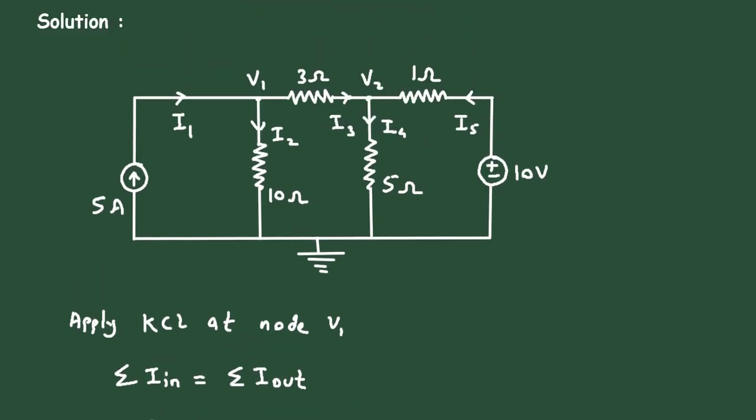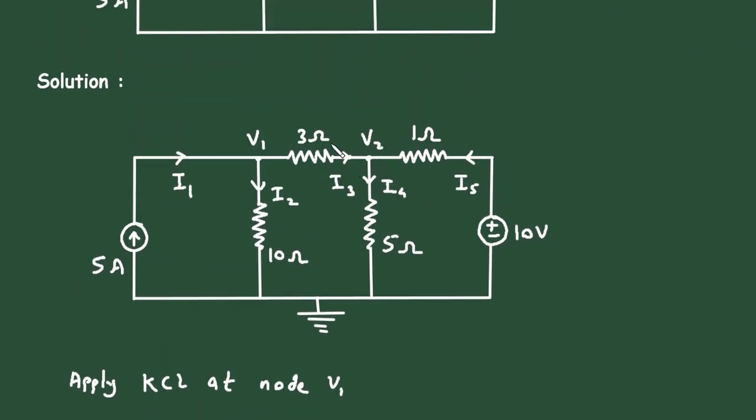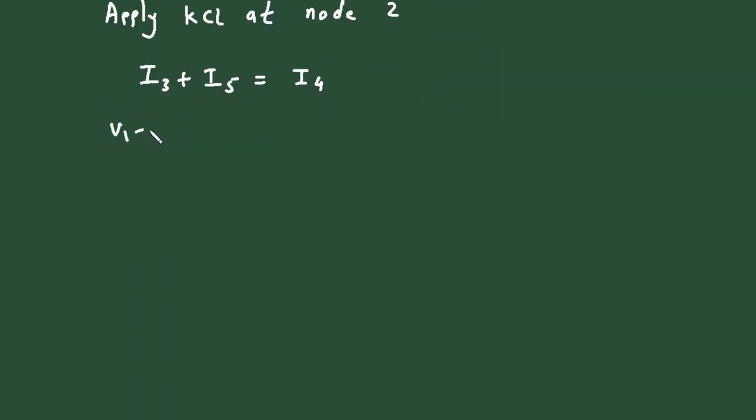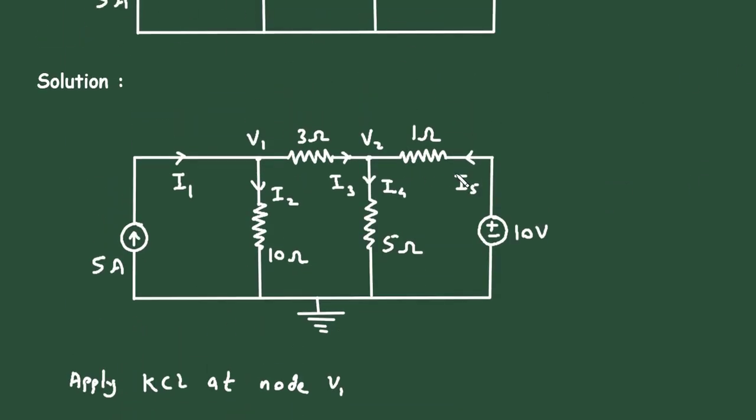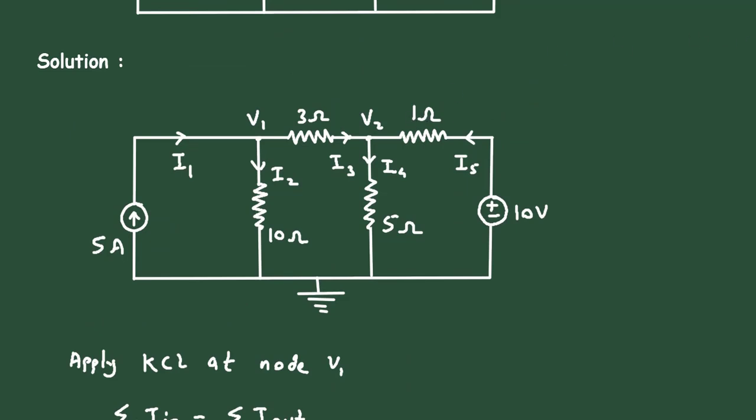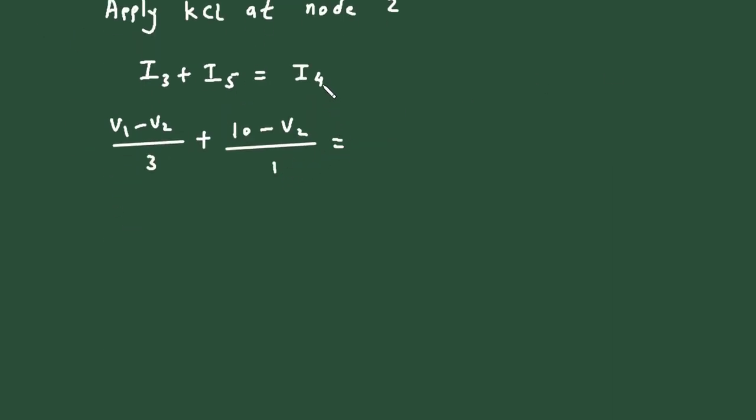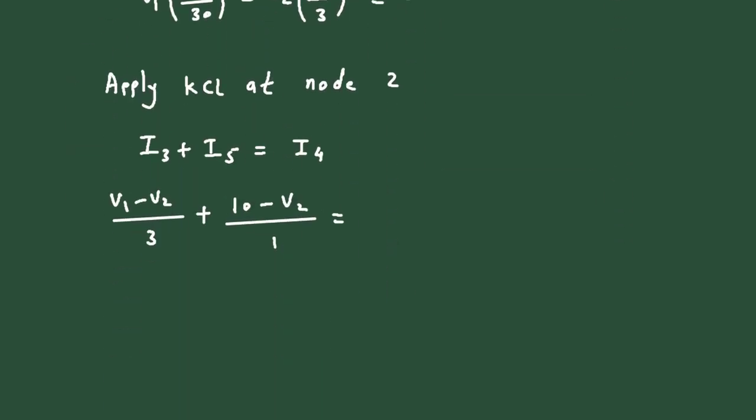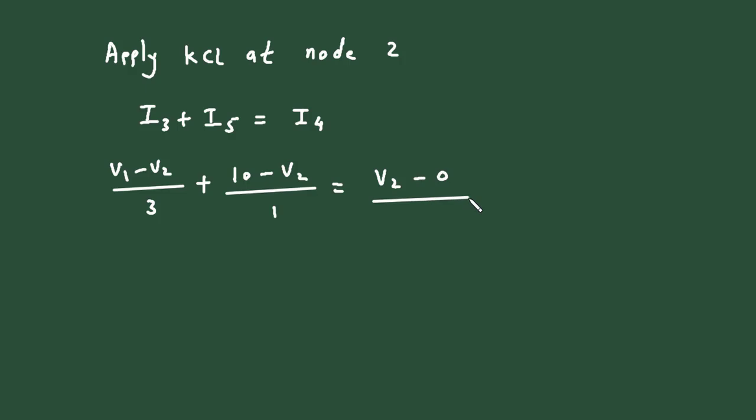Now I3 in voltage form will be V1 minus V2 divided by 3, then plus I5. So I5 is 10 minus V2 divided by 1, is equal to I4. Now this I4 is V2 minus 0 divided by 5.